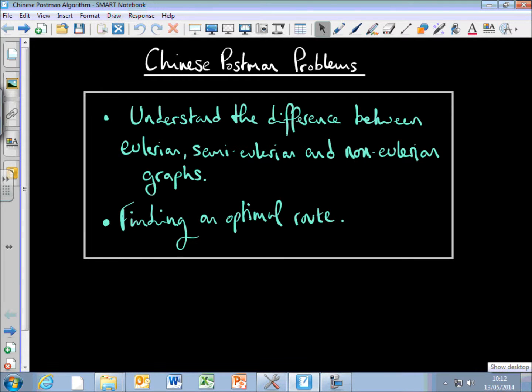We're going to be talking about the Chinese Postman Algorithm. First of all, we're going to discuss the differences between Eulerian, semi-Eulerian and non-Eulerian graphs, and what we can do with each. And then we're going to look at how we can use the algorithm to find an optimal route. So first of all, let's discuss the different types of graph: Eulerian, semi-Eulerian and non-Eulerian.